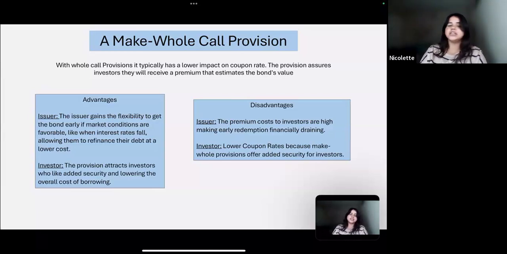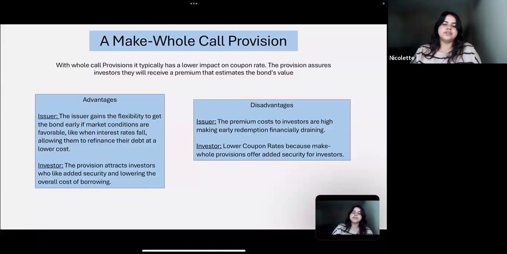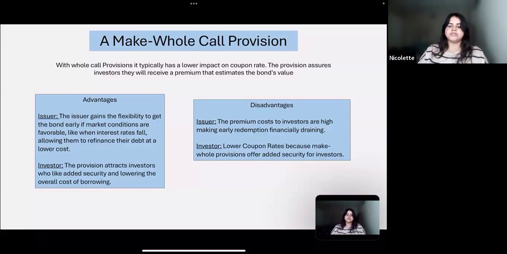Advantages would be the issuer gains flexibility to call the bond early if market conditions are favorable, when interest rates fall, allowing them to refinance and lower their cost. Another disadvantage for the issuer will be that premium costs for the investors are high, making redemption financially unattractive.